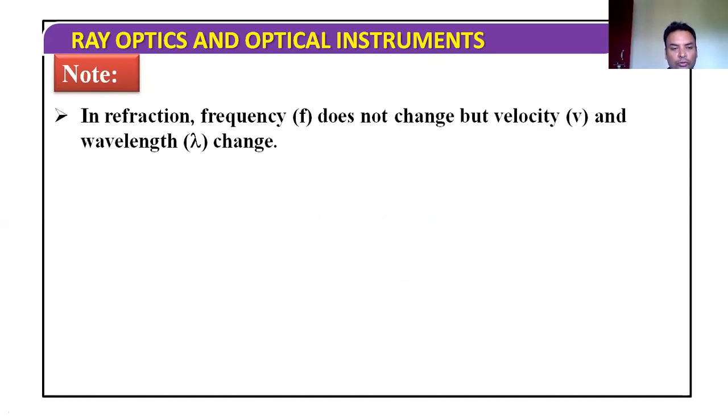The point to be noted, as we are studying refraction of light: in refraction, frequency does not change, but velocity v and wavelength change. The frequency of the incident light and the frequency of the refracted light are the same, but the velocity of the incident light and the velocity of the refracted light are changed. In refraction, the velocity decreases. Likewise, the wavelength also decreases, but there is no change in the frequency. Frequency in the air and frequency in the water are the same.